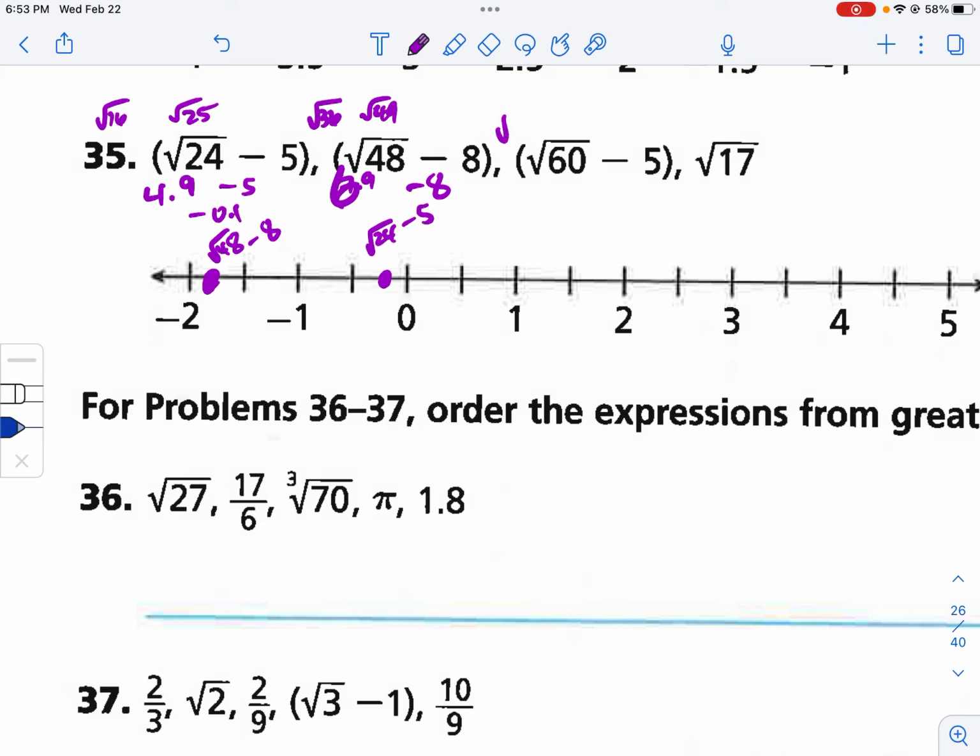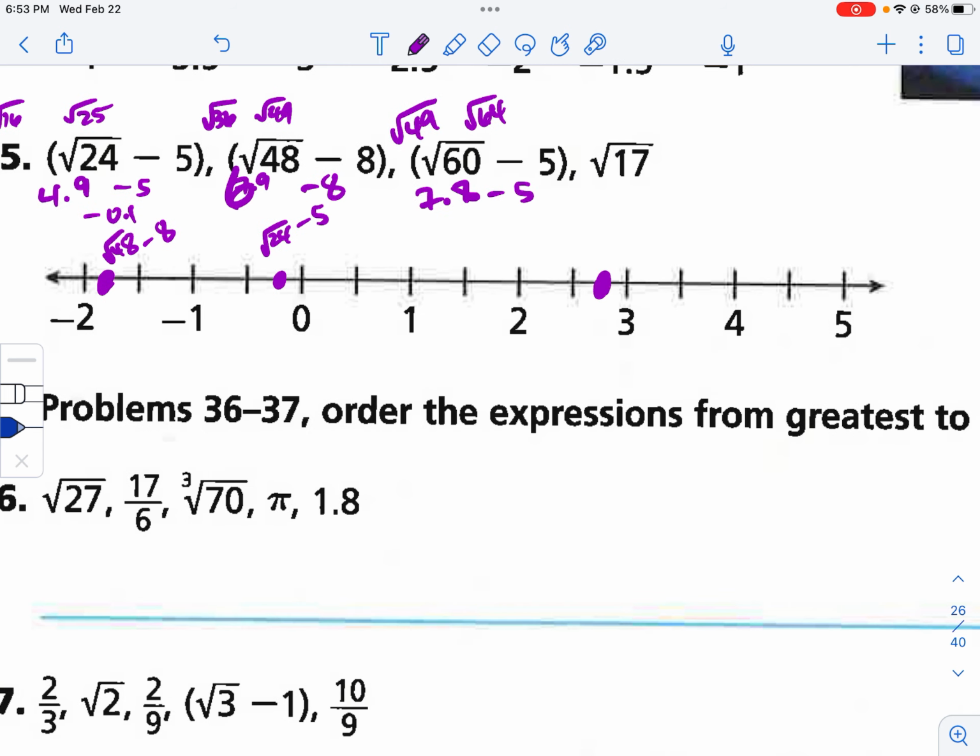And this is going to be between the square root of 49 and the square root of 64. So that's going to be 7.78 maybe, minus 5. So that's going to be 2.8-ish. So that's the square root of 60 minus 5. And the square root of, that's between the square root of 16 and the square root of 25. So that's closer to 4.1-ish.